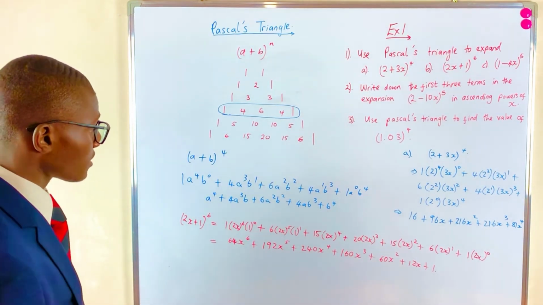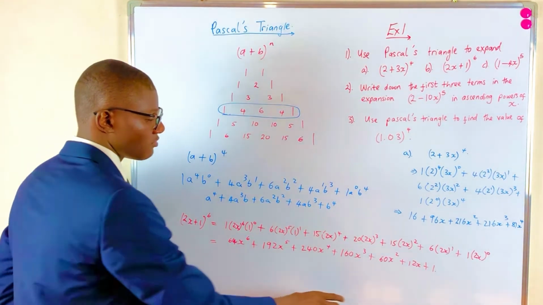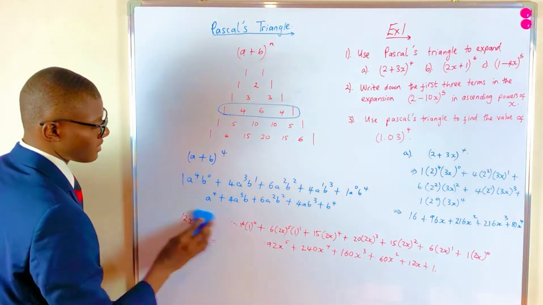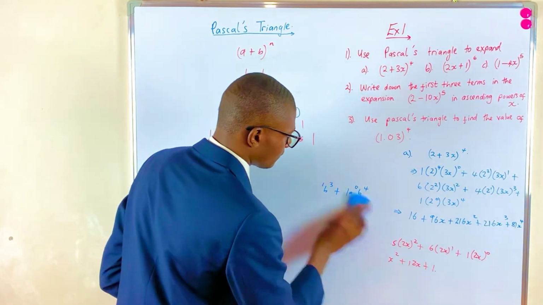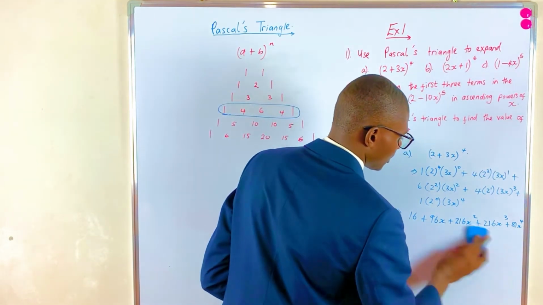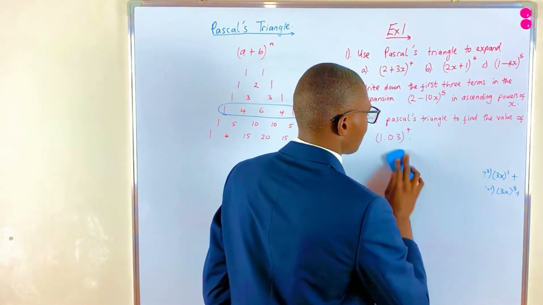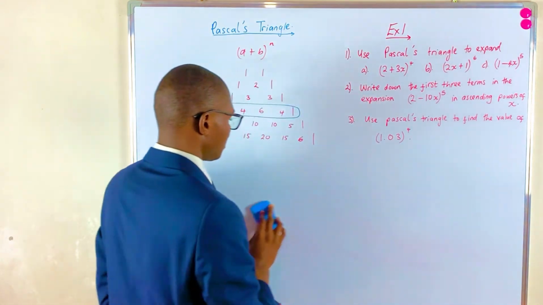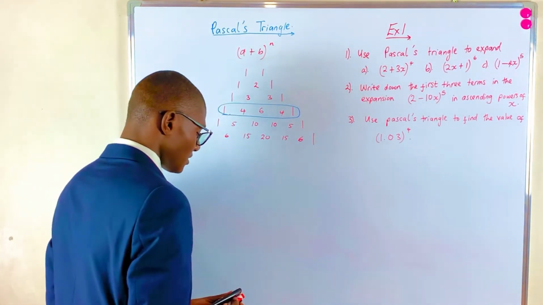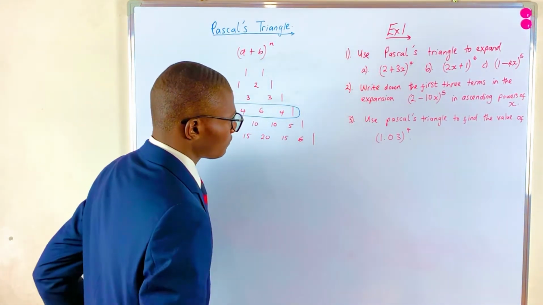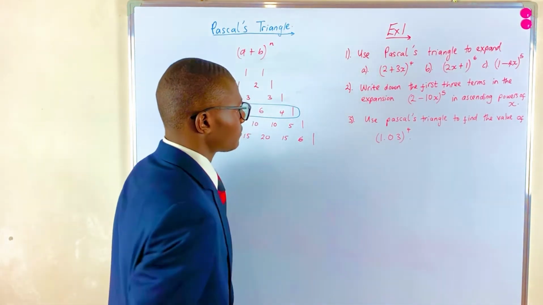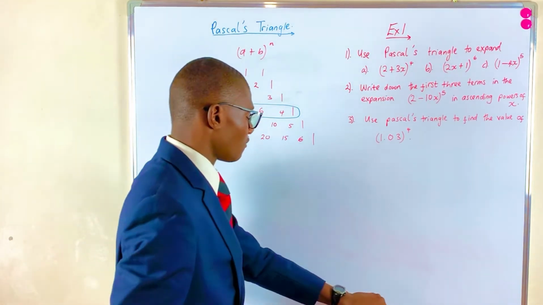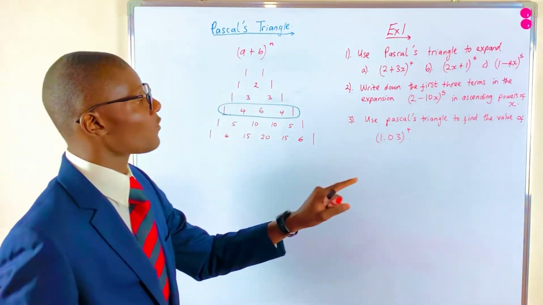Now moving on to part C. For part C, allow me to create space here. So I shall erase this. Okay, so for part C, we need to expand (1 - 4x)^5.